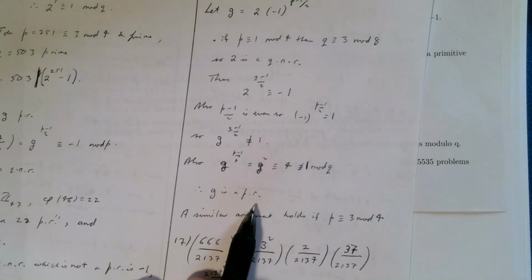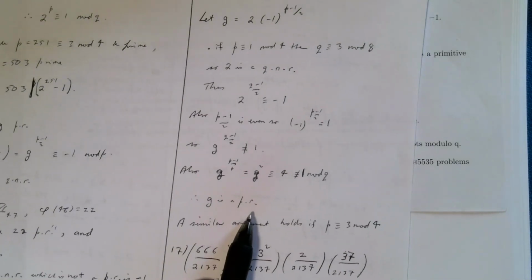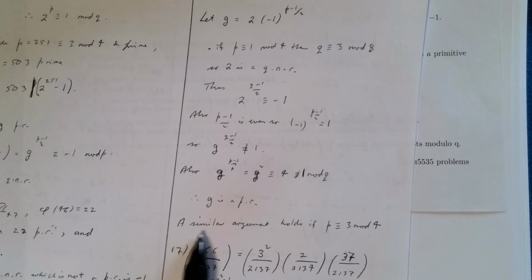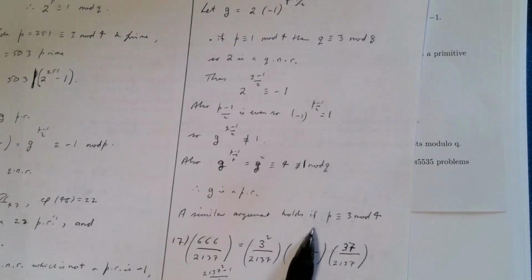Now that was all on the case p is a 1 mod 4 prime, and we use a similar argument to show it holds also if it's a 3 mod 4 prime. So they are the tutorial problems for that particular section.